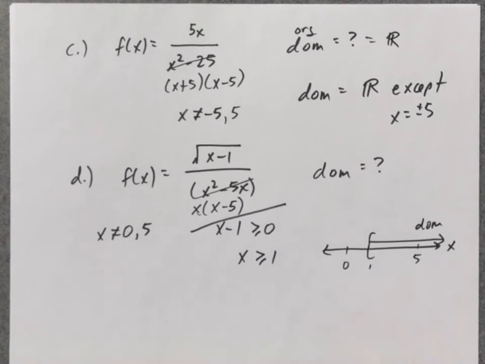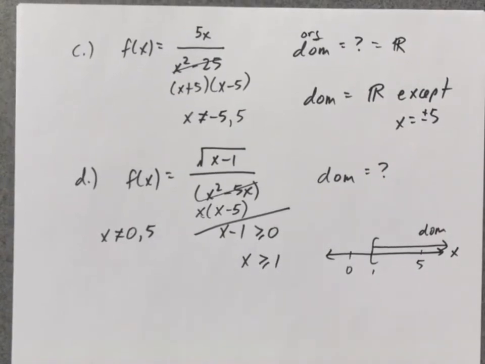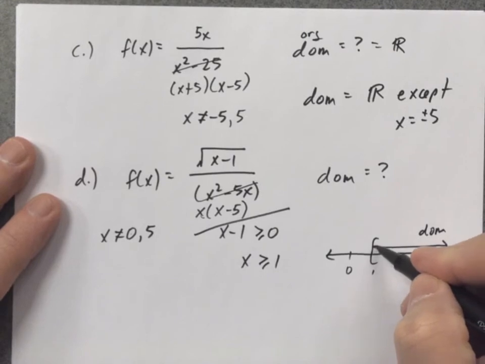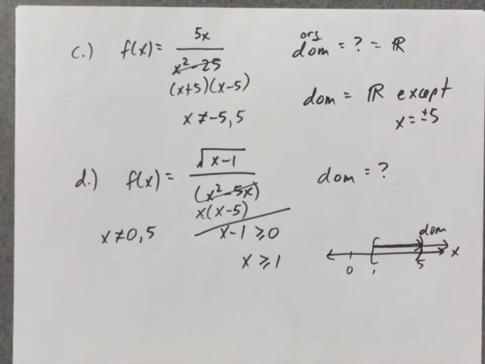So in a sense, what we have is from the square root, the domain is everything greater than or equal to 1. From the denominator, basically, we have to say 5 is not included. So how do we combine these two together? What you do is, I'm going to start here at 1, and I'm going to go to 5, and I'm actually going to stop. So I put a parenthesis there. The parenthesis says do not include 5.